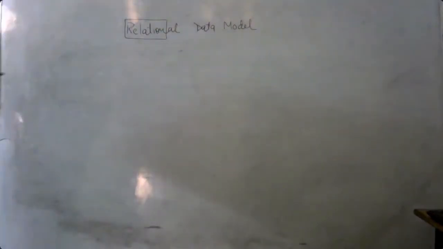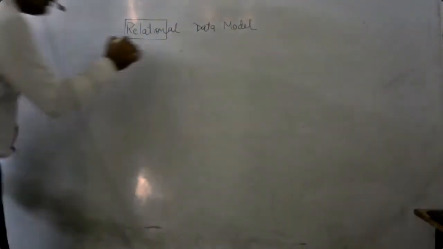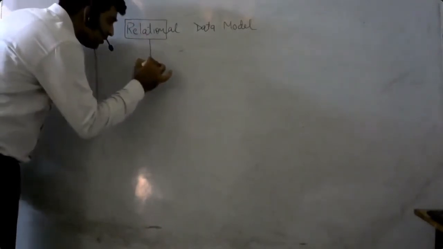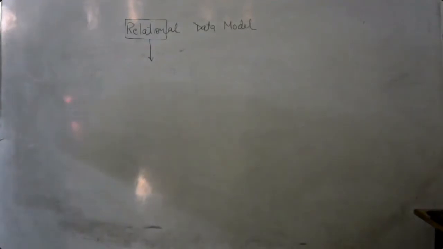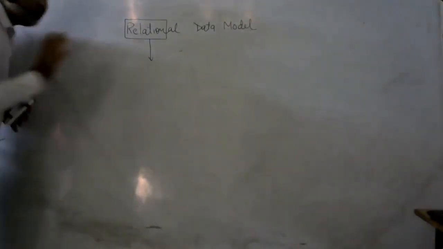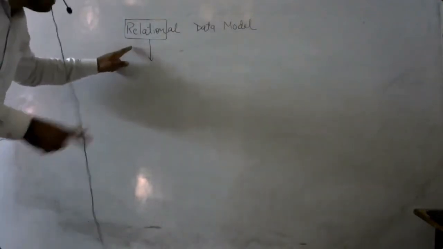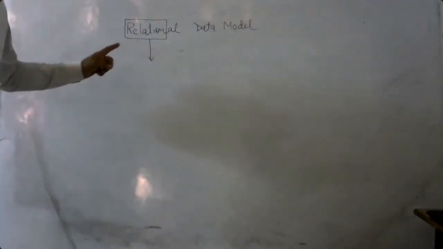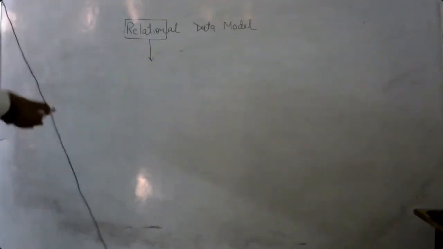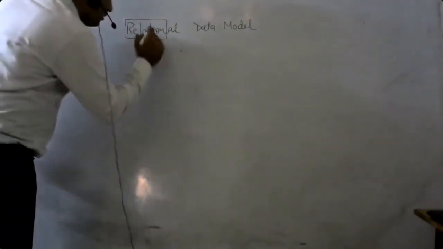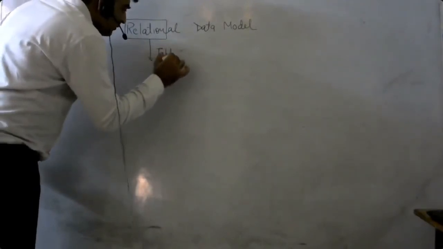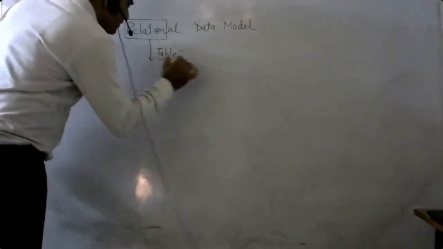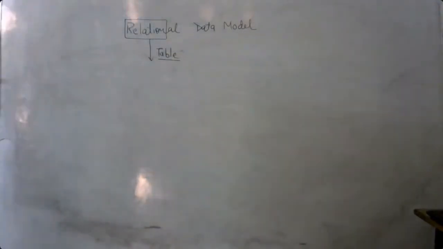So in today's class, what we are going to cover is the characteristics of a relation. What are the different characteristics of a relation? Though we covered yesterday what we mean by a relation or a table, we can interchangeably call a relation a table. Either we say table or relation, it is the same thing.